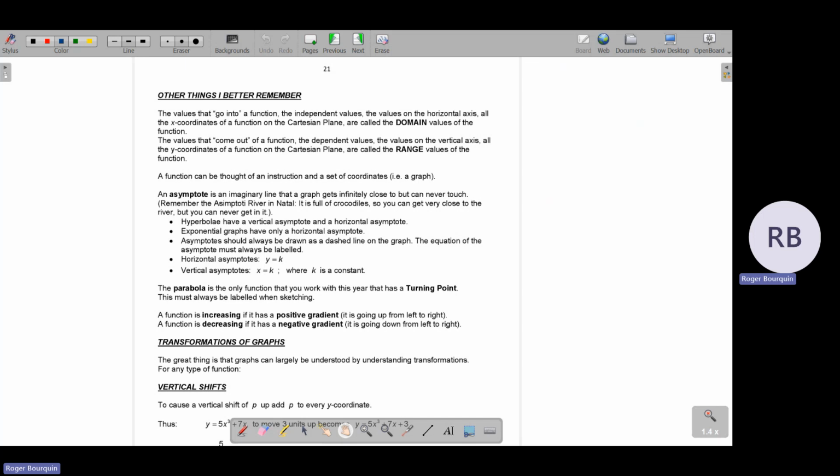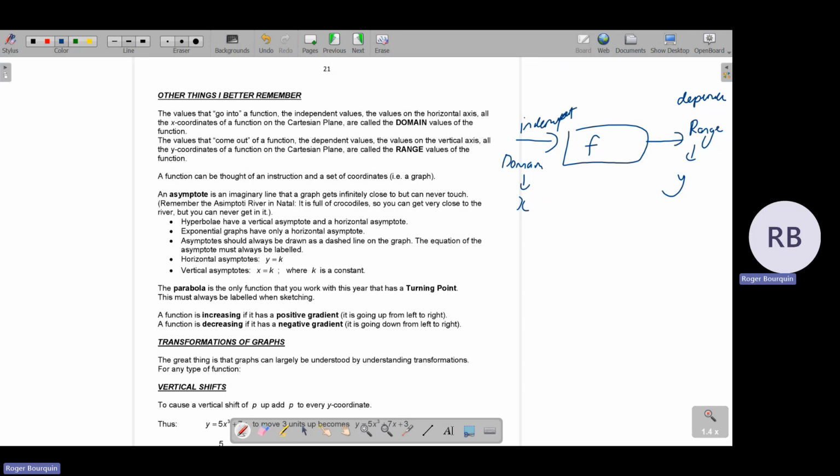The values that go into a function, the independent values, the values on the horizontal axis, all the x-coordinates of a function on the Cartesian plane are called the domain values of the function. The values that come out of a function, the dependent values, the values on the vertical axis, all the y-coordinates, are called the range values.